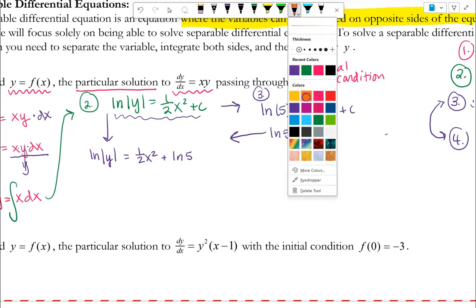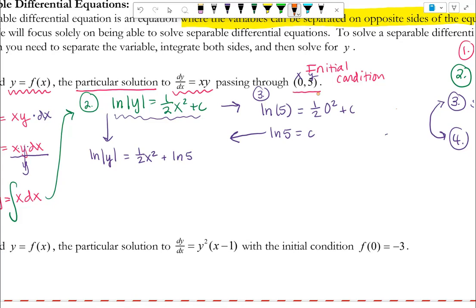So when we're trying to undo a logarithm, we must do so by exponentiating both sides of the equation with the same base. On the right-hand side, be careful, you're exponentiating that entire expression, 1/2 x squared plus ln of 5, that is now an exponent. So this got rid of the natural log. This did not eliminate the absolute value of y. So be careful here.